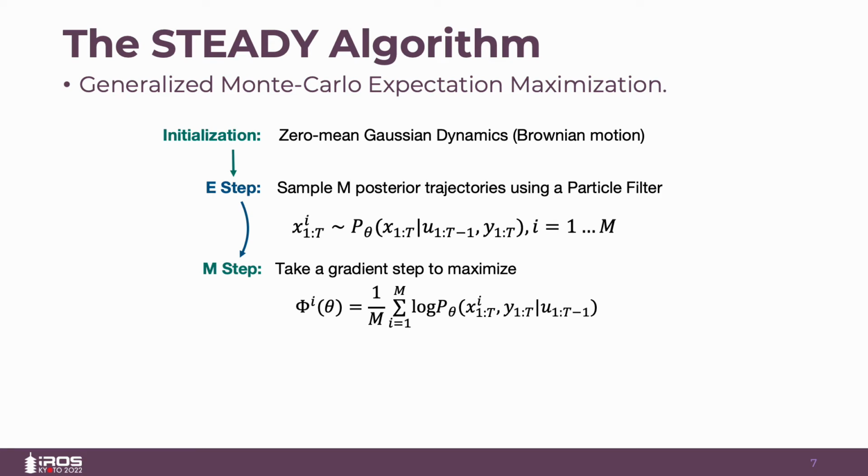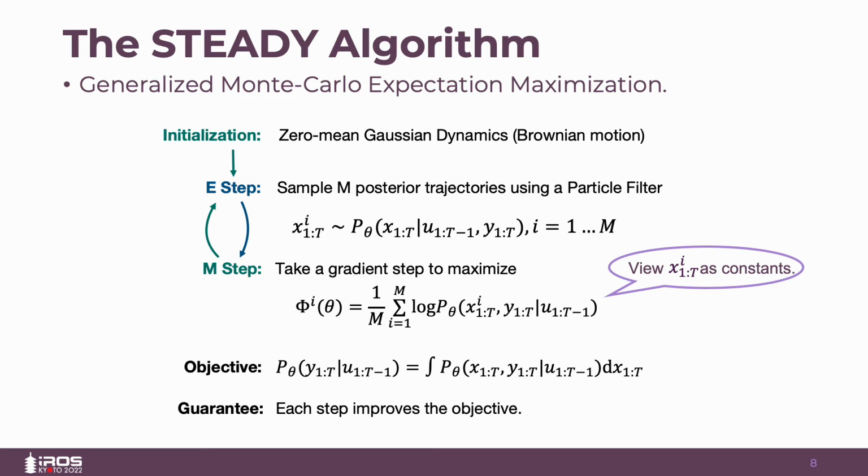In the M step, we compute the log joint likelihood of the trajectories that we just sampled, and then update our model by performing one step of gradient ascent. Note that here we view the sample trajectories as optimization constants when performing the gradient computation. And from then on, we can iterate between the two steps until convergence.